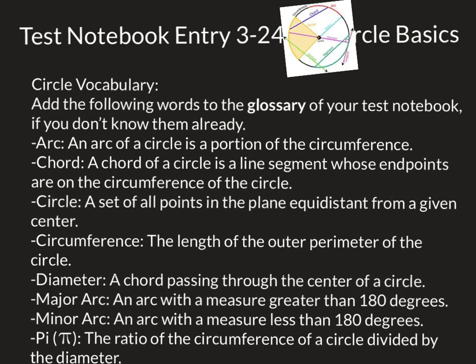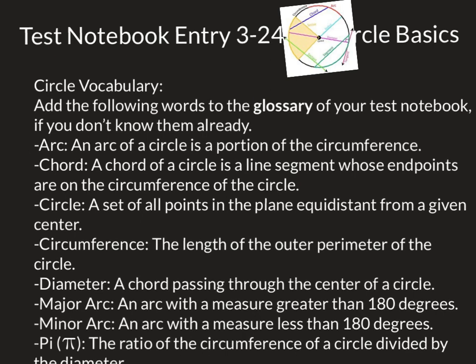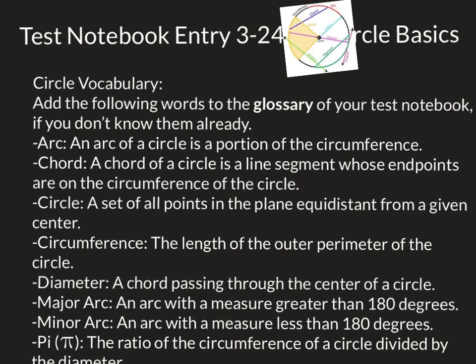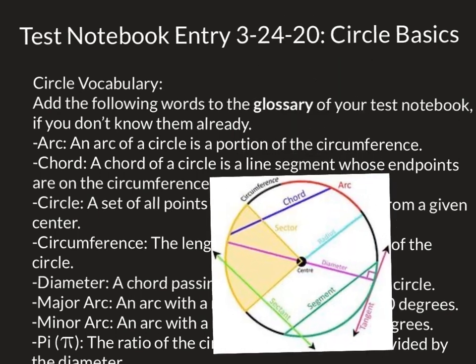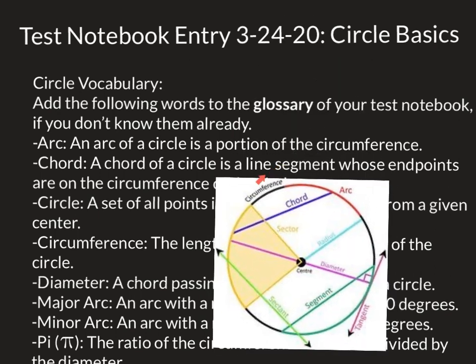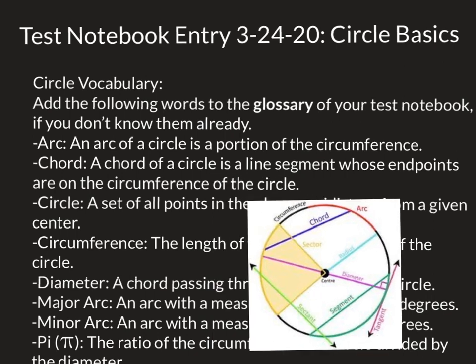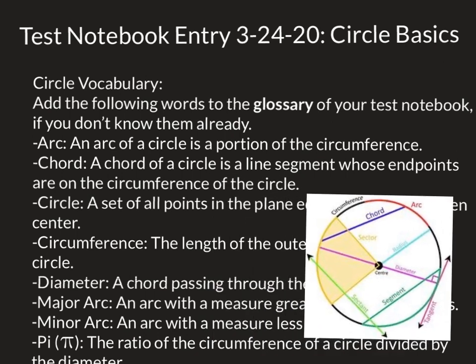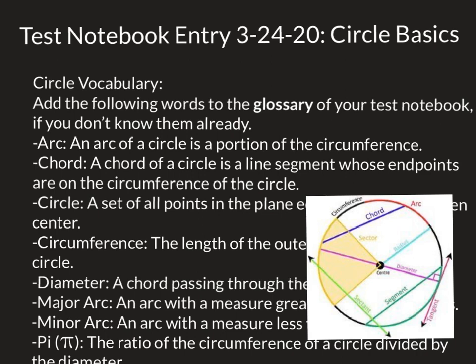Okay, so starting with an arc. An arc of a circle is a part of the circumference. So in this picture, we've got the circumference in black going all the way around the circle, and an arc here in red is just part of the circumference. And then we have a chord. A chord is a line segment whose endpoints are on the circumference of the circle. So the chord goes from here on the circle to some other spot on the circle. That there is a chord.